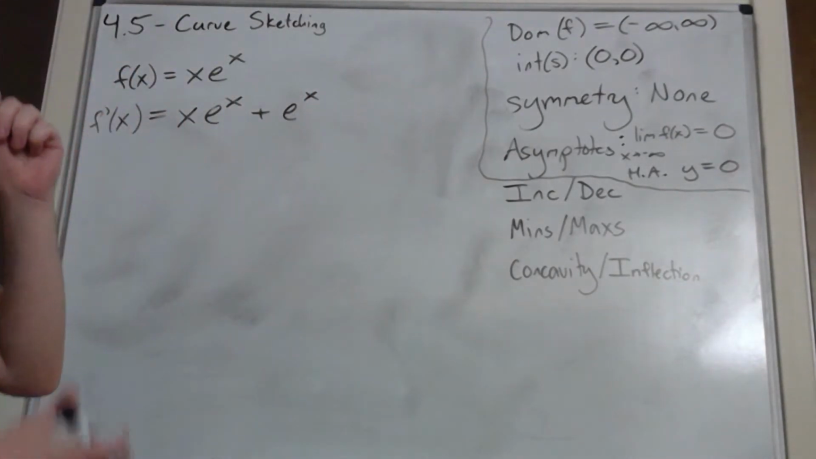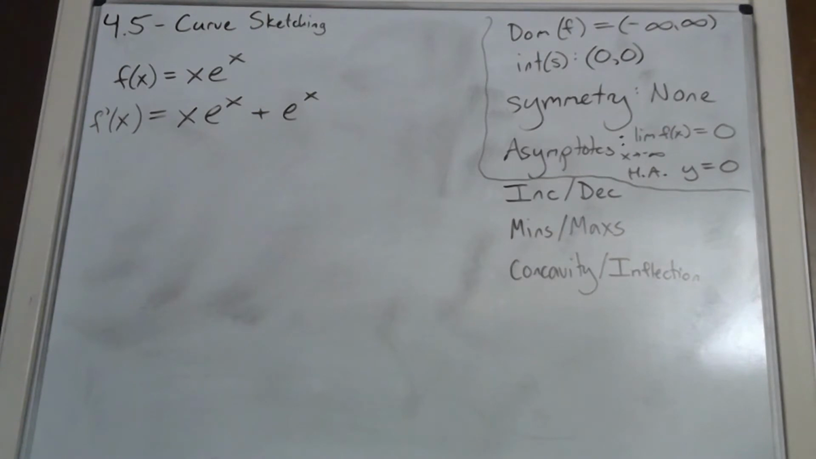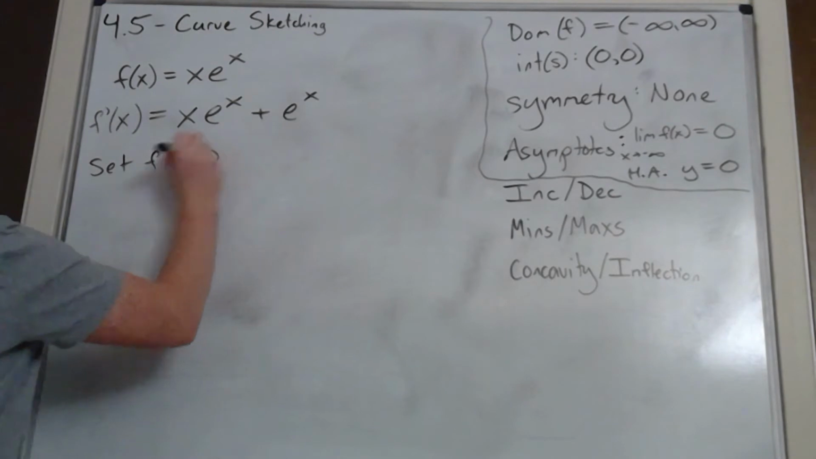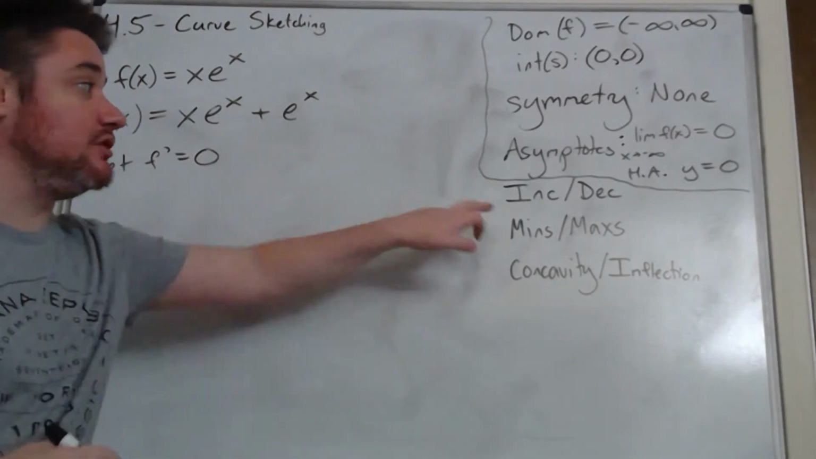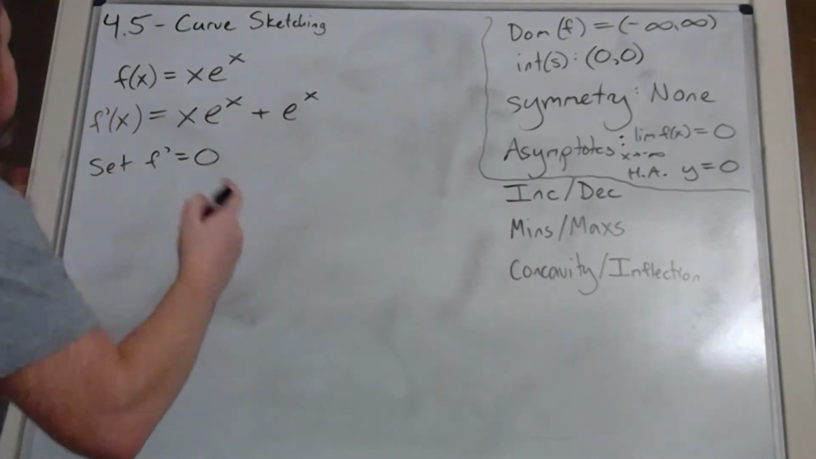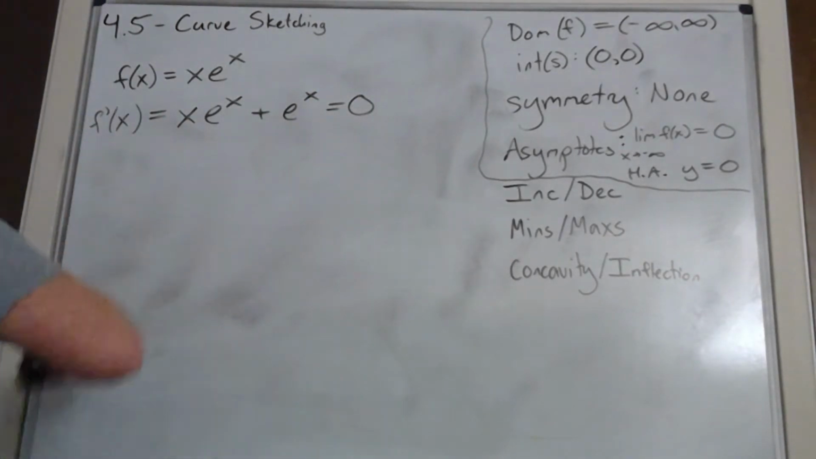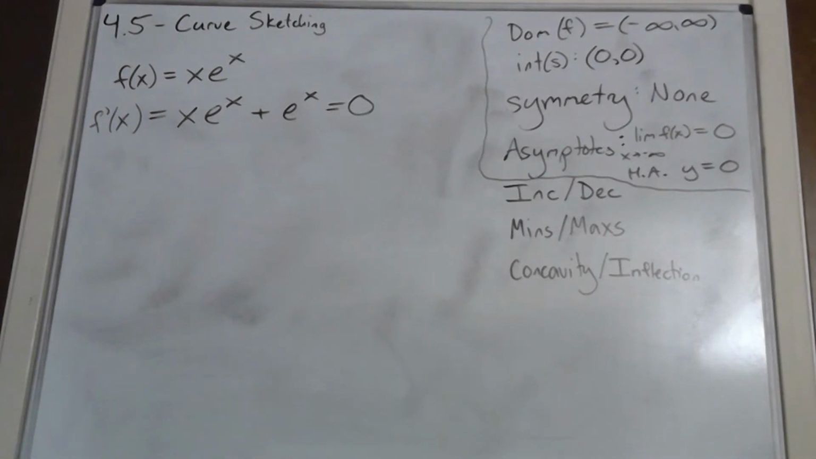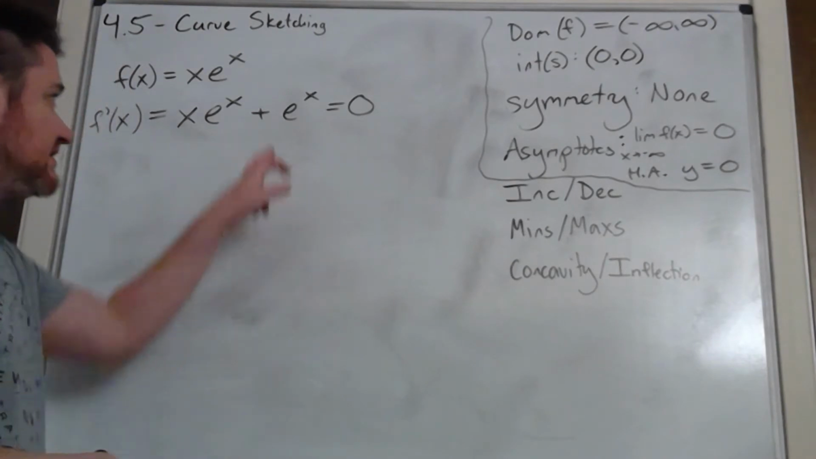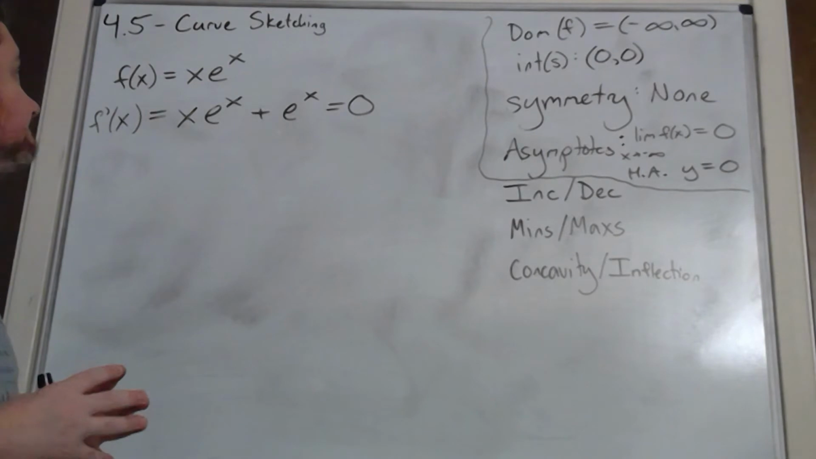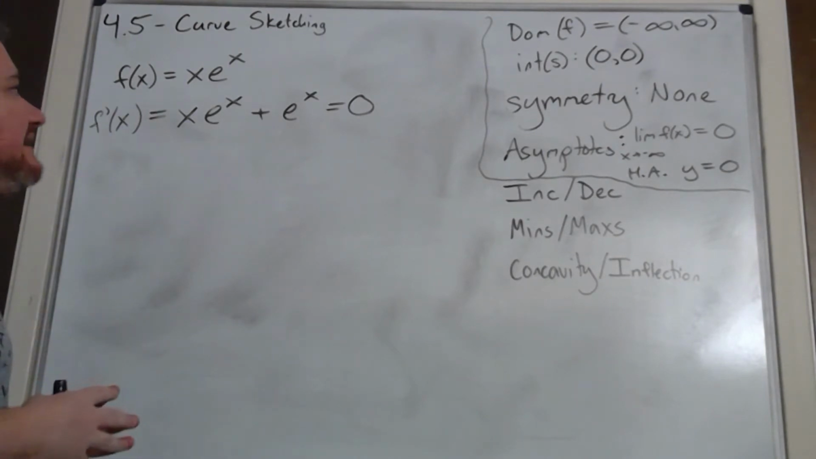So if we want to find critical numbers now, we set f prime equal to 0 to identify critical numbers, which are potential mins and maxes. Set that equal to 0. I want to see what I can do with that. What I don't want to do is start subtracting stuff over and trying to divide by e to the x, because, well, e to the x is never 0, so you might try that.